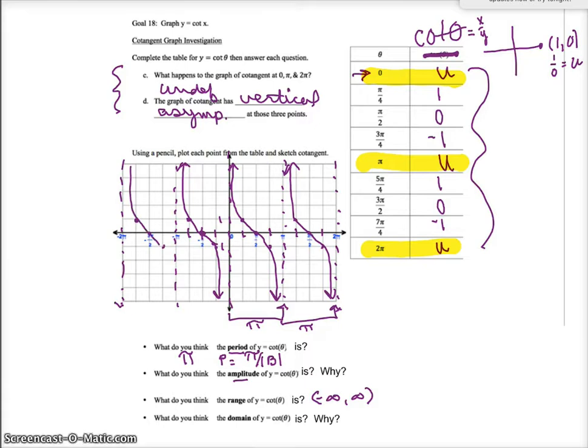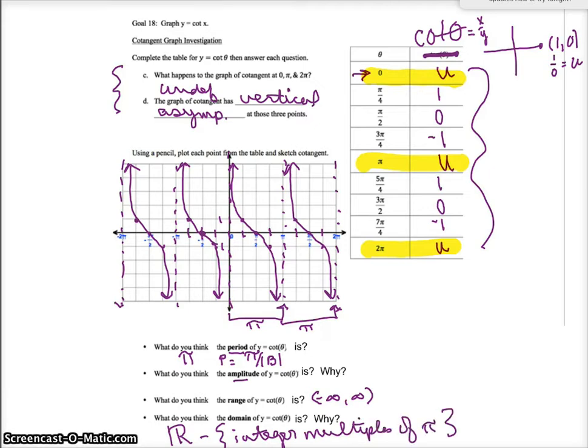So I can see that this function is all reals except for integer multiples of pi. I really shouldn't say odd multiples, and I will say integer multiples of pi. So negative pi over 2 is an integer, negative 1 is an integer, 1, 2 pi is an integer. So at integer multiples of pi, cotangent will be undefined.